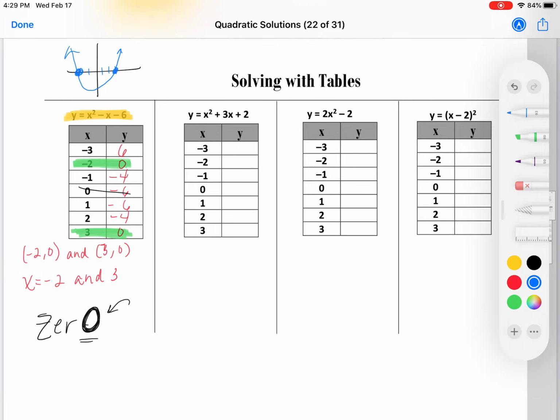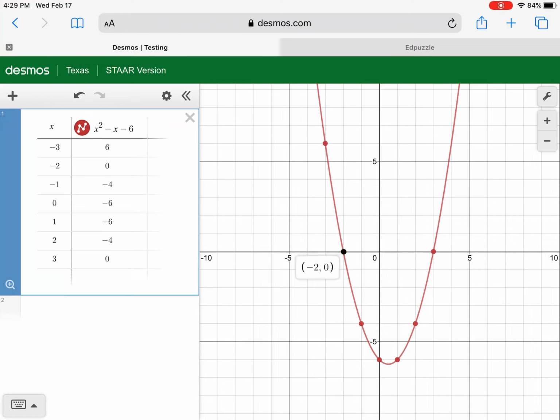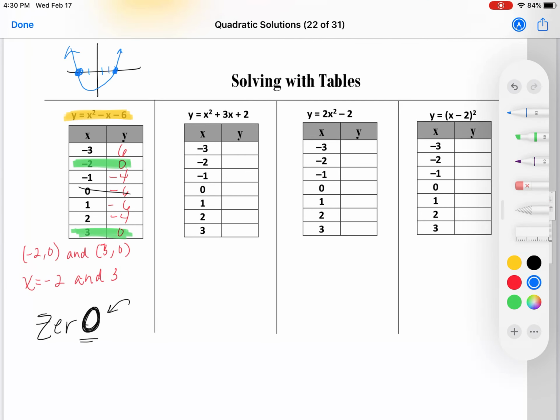Here's the graph. Let's see if that's right. Does it touch it at negative 2 and positive 3? It sure does. I knew that from the table. Here's a 0, so that's negative 2. Here's another 0, that's positive 3. Okay? So the correct answer is the number, the x value, that has a 0 in the back.